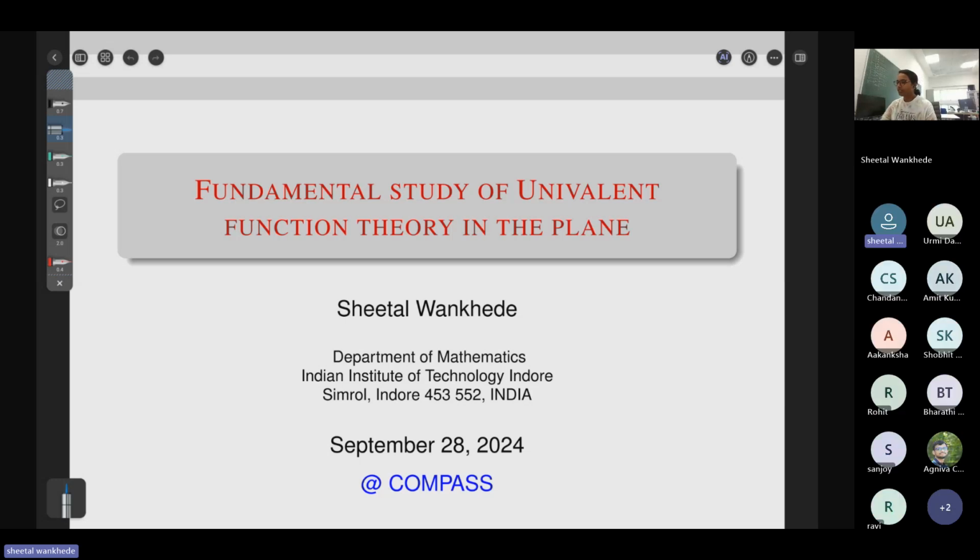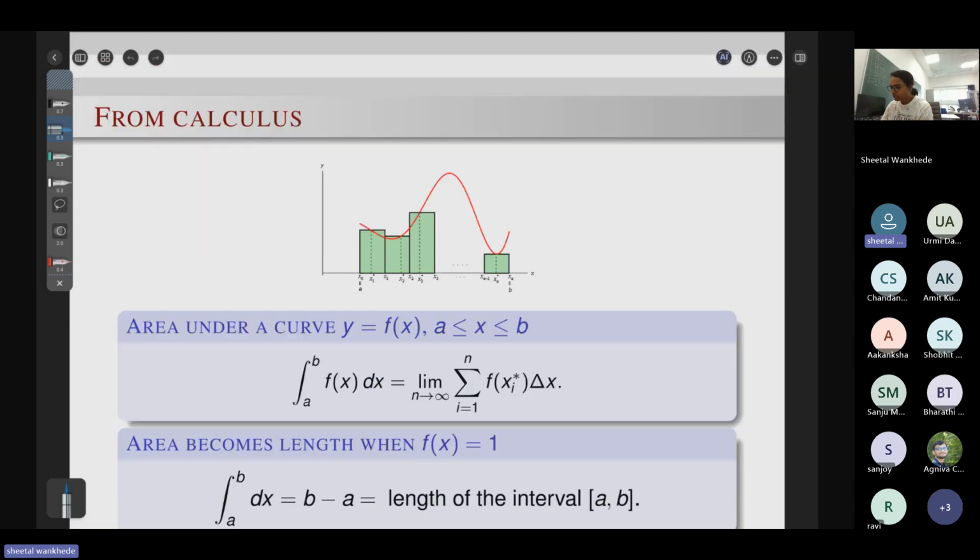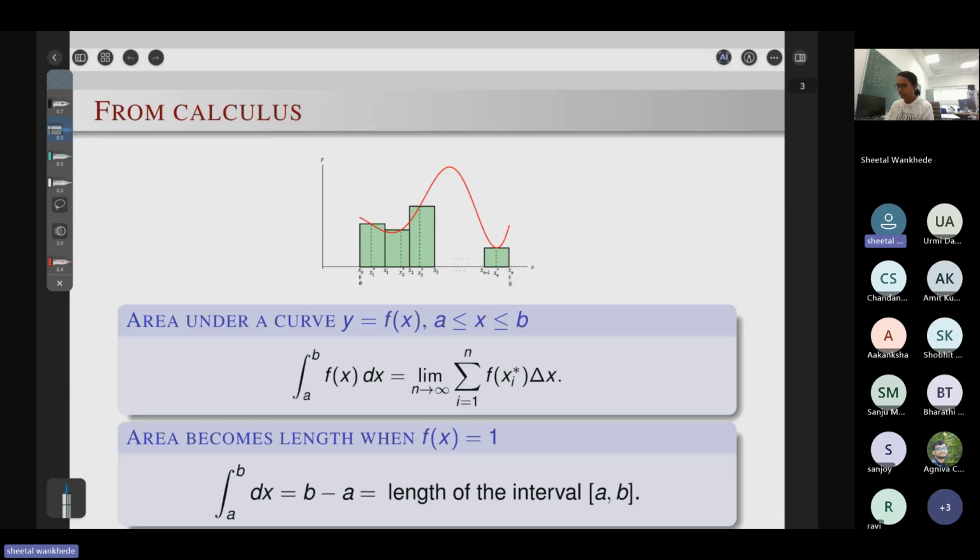So let's start. Today I'm going to discuss a fundamental study of univalent function theory in the plane. We are just going to discuss the basics only here. From calculus, as we all know, the area under this curve is given by this integral from a to b of f of x dx. This is nothing but the limit of this sum of f of xi delta x, from the Riemann integral we all know. When f of x equals 1, this integral gives the length of the interval AB.